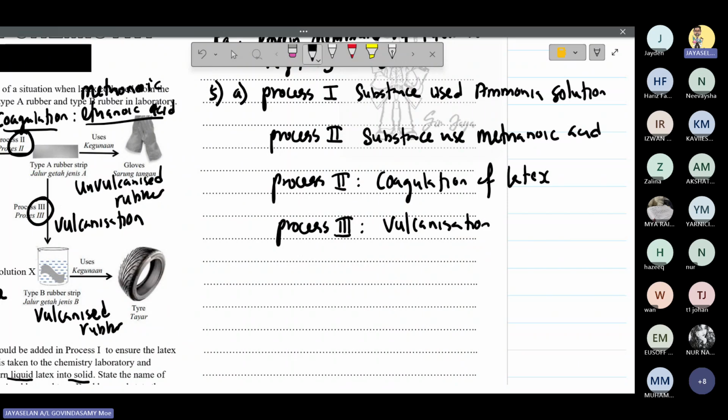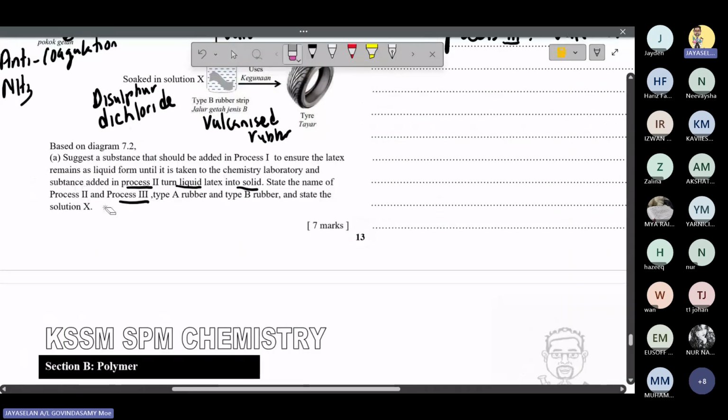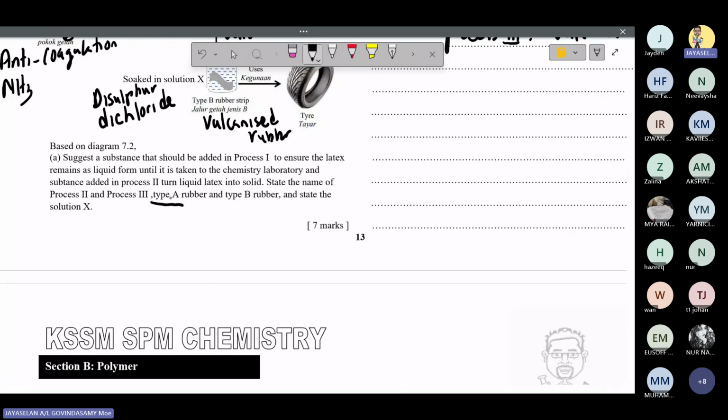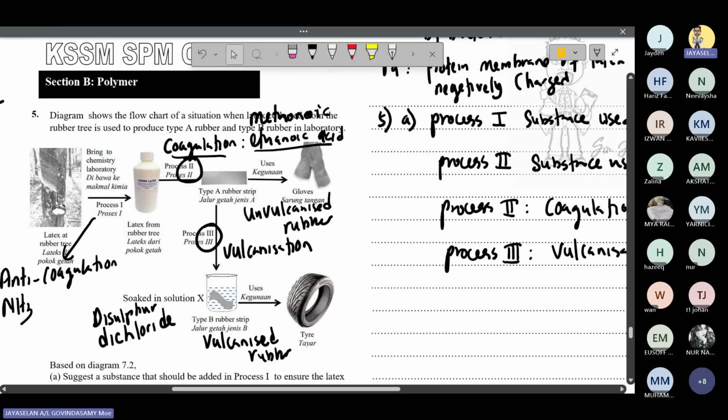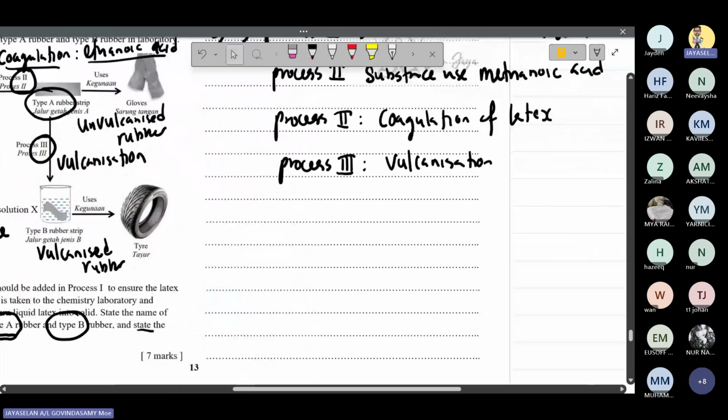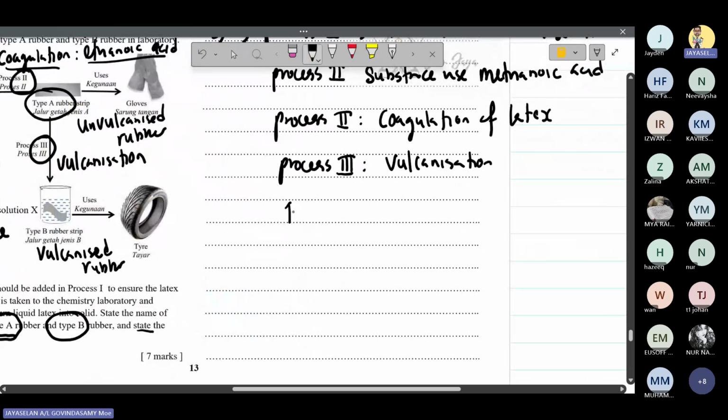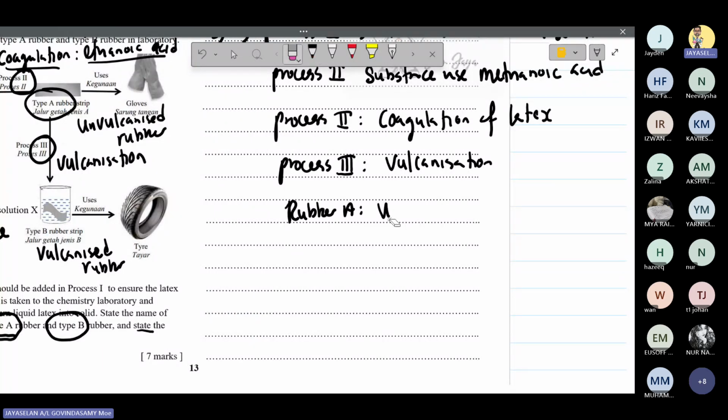Any question? Okay, out of 7 saya dah score 4 markah, saya happy, but I want all the marks. So I check again. State the type of rubber A, rubber B, and state the solution X. So rubber A is known as what? Don't put natural rubber. Rubber A is called unvulcanized rubber. Kalau you tulis natural rubber pun diterima juga.